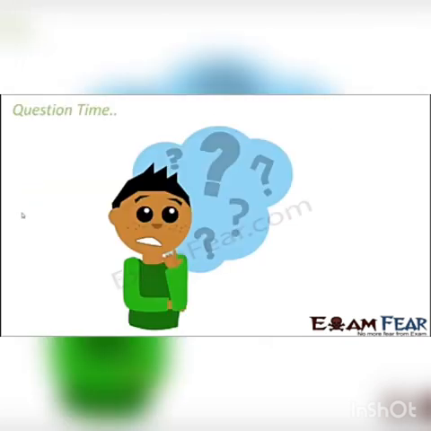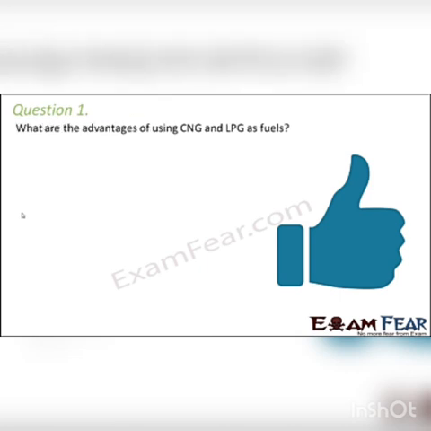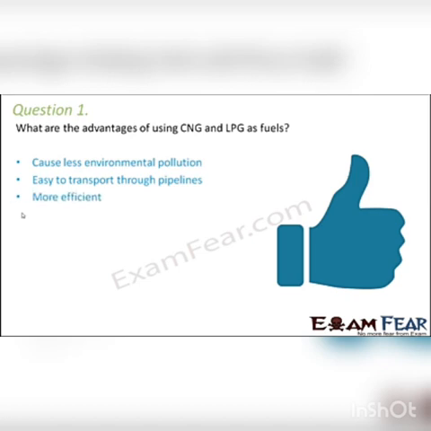So with this, we have reached the end of this lesson on coal and petroleum. So let us quickly look at some of the questions. Question number 1. What are the advantages of using CNG and LPG as fuels? The most important advantage is that they cause less environmental pollution because they leave a very small amount of residue when burnt. They are also easy to transport through pipelines. So you really do not need to create a lot of mess in order to transport them to different localities. They are more efficient. Since they do not leave a lot of residue behind, that also proves that they are more efficient as fuels.